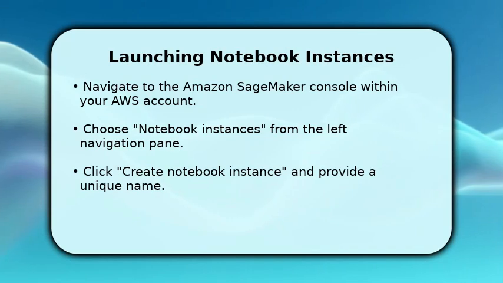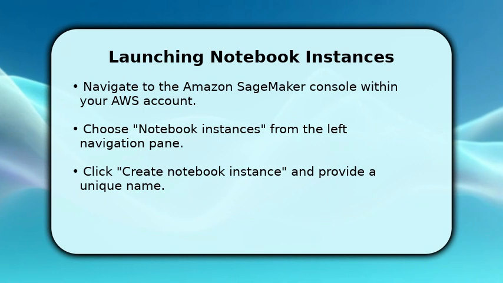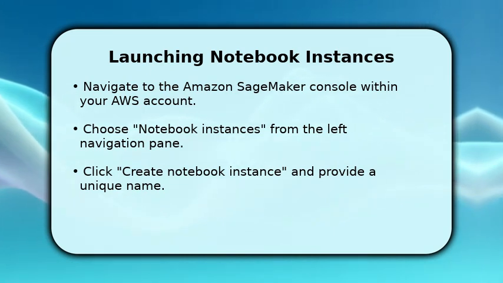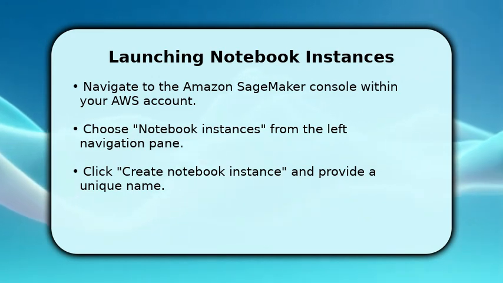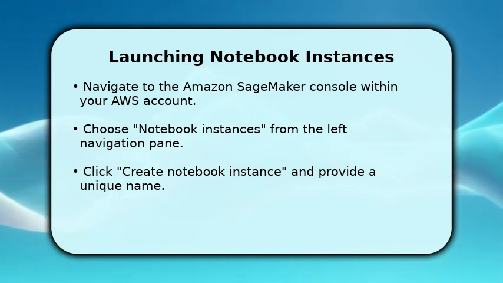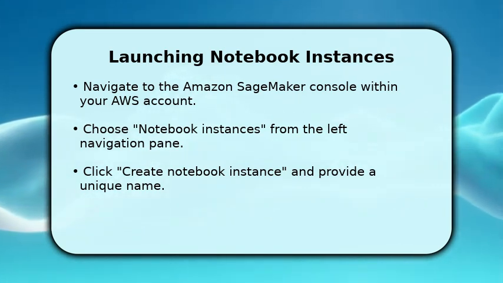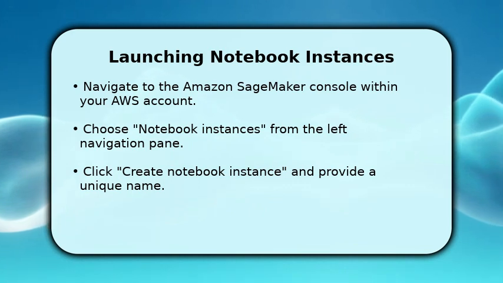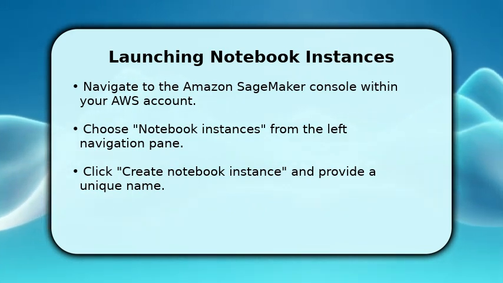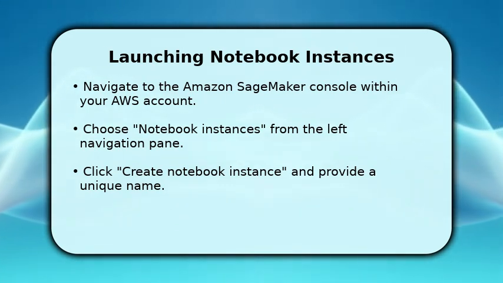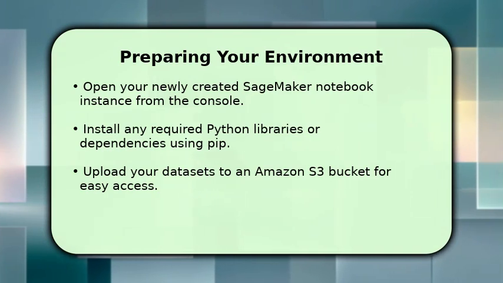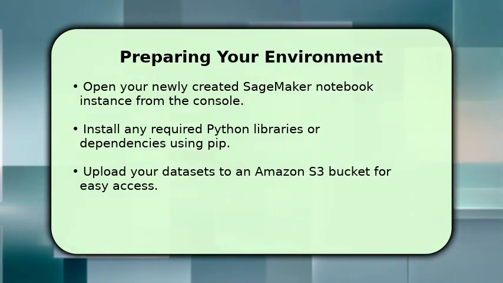Once your account is ready, navigate to the Amazon SageMaker console. On the left, you will find Notebook instances. Click on it, then select Create notebook instance. You will need to give your instance a unique name. Next, choose an instance type like ml.t3.medium, and a platform identifier. Crucially, assign an Identity and Access Management role that grants SageMaker access to other Amazon Web Services resources, such as S3 buckets.